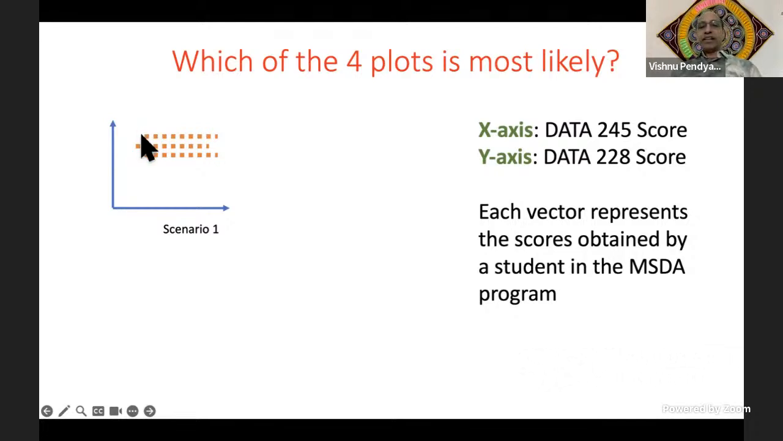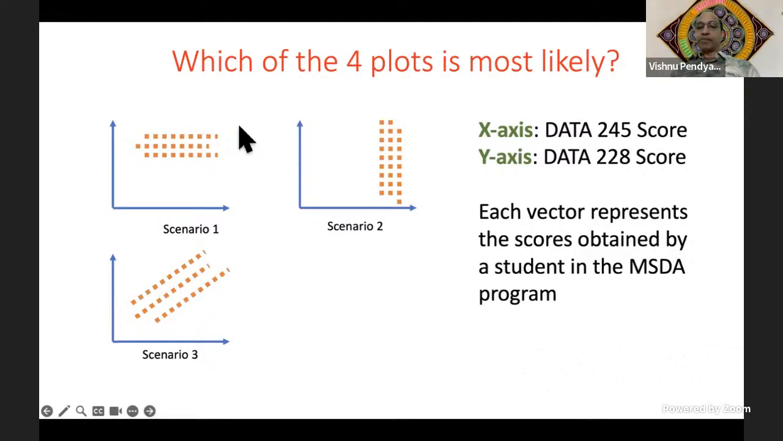So this is the first scenario. How do you interpret the first scenario? The first scenario indicates that most students got more or less the same scores in 228. The y-axis is more or less the same for everyone, but they vary heavily in 245. In the machine learning course, students performed quite differently, right? So the x-axis varied a lot, but the y-axis is pretty much similar. The second scenario is the other way around. Most students got more or less the same scores in 245, the x-axis, but they varied a lot in their 228 scores.